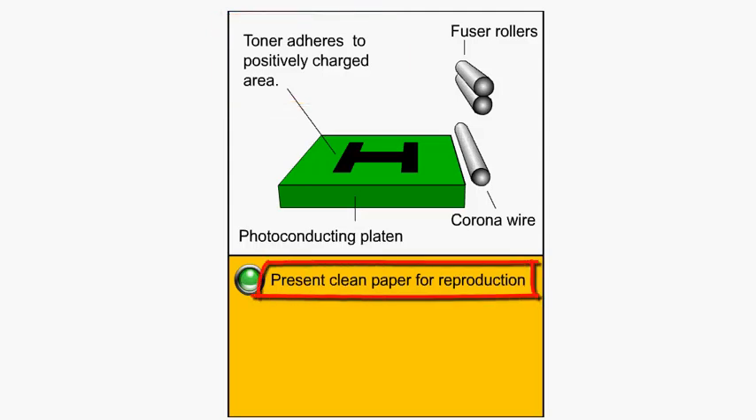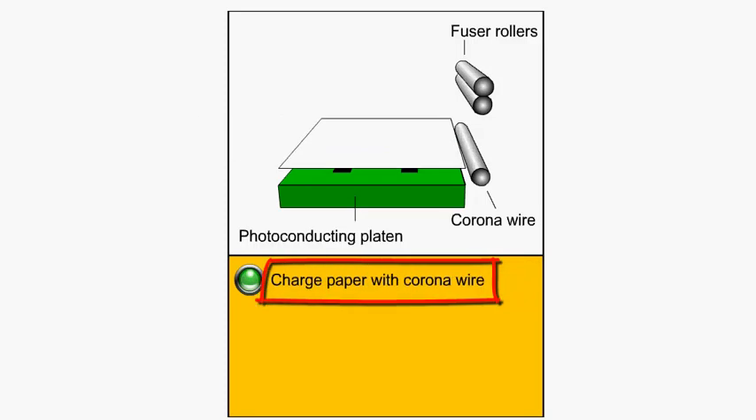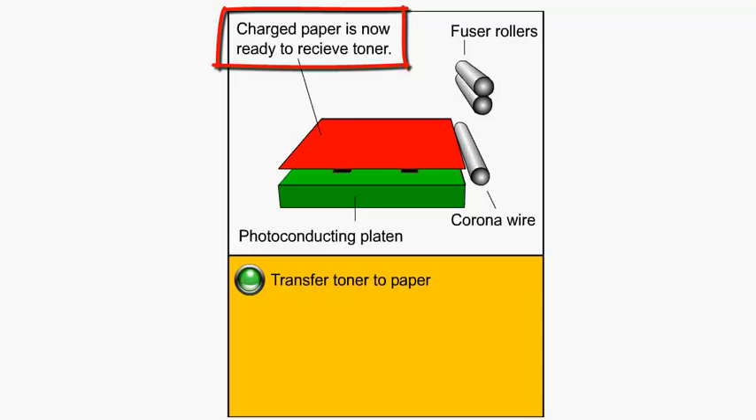We next present clean paper for reproduction. The paper is first charged with the corona wire. The charged paper is now ready to receive the toner, so that we transfer the toner to the paper.